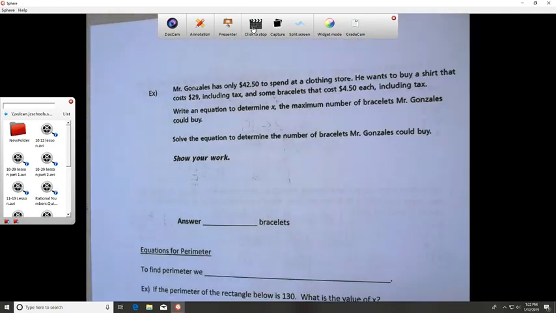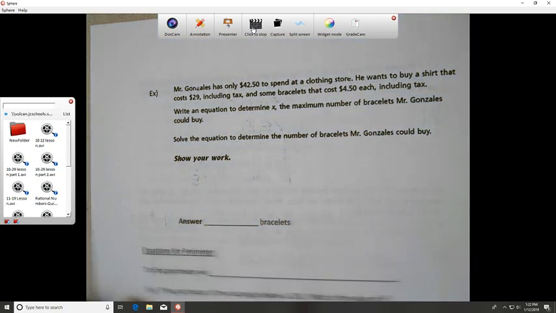On the last page here, we're going to cross off this one at the top.